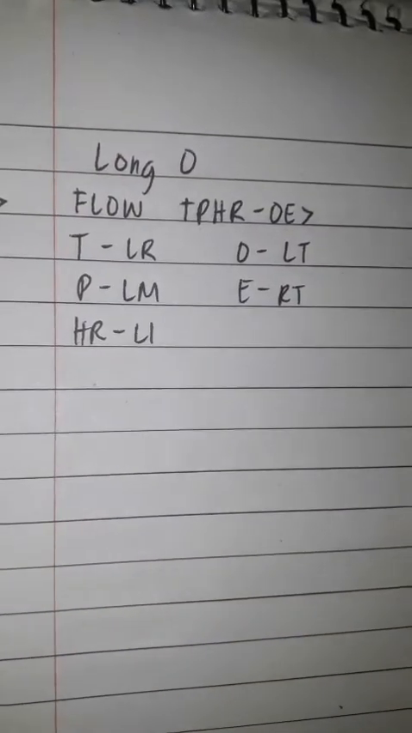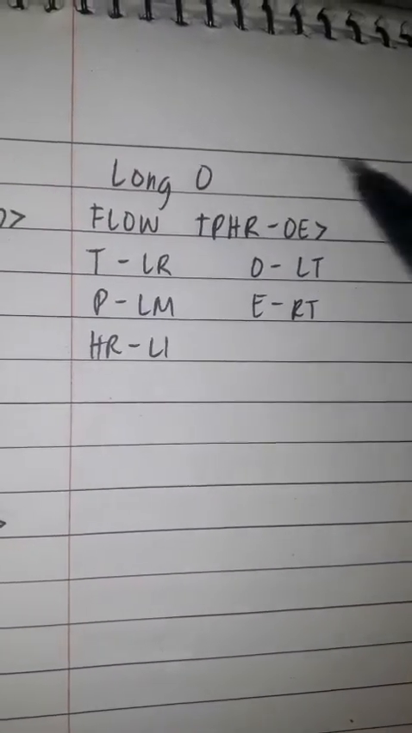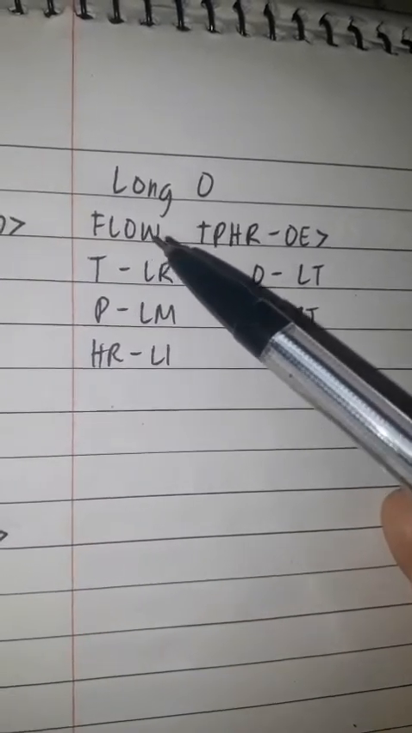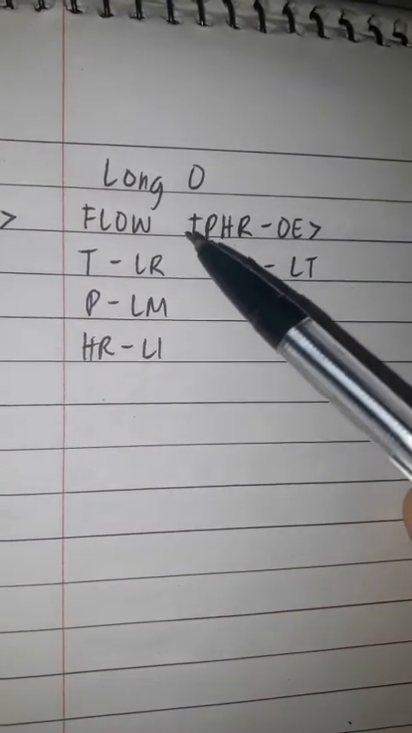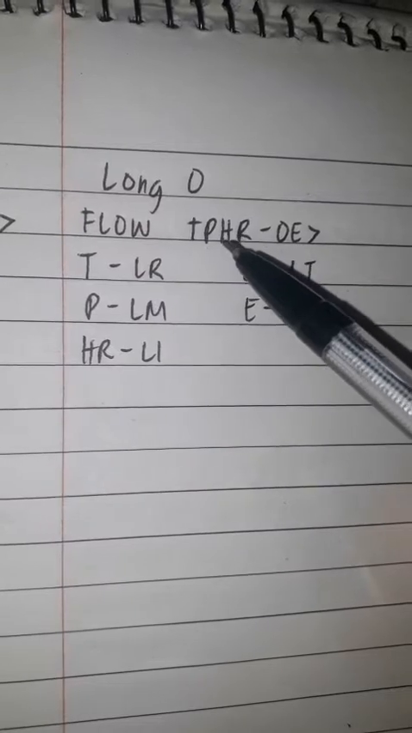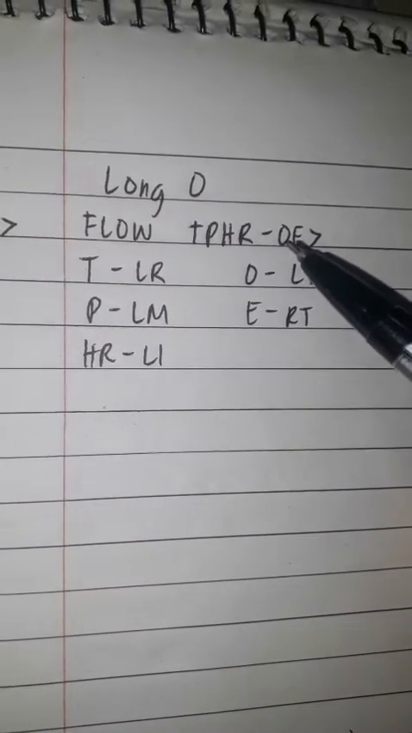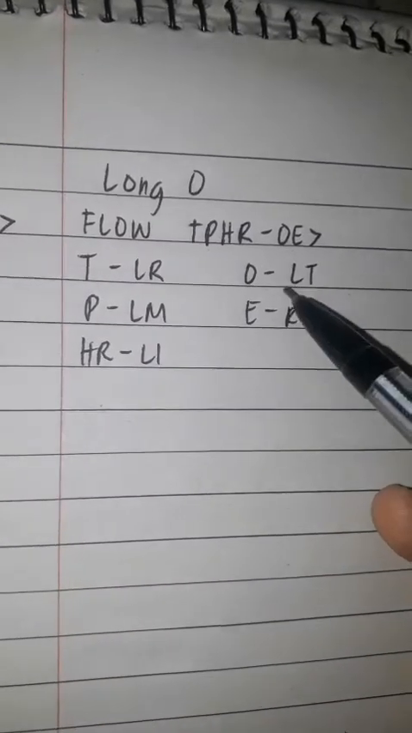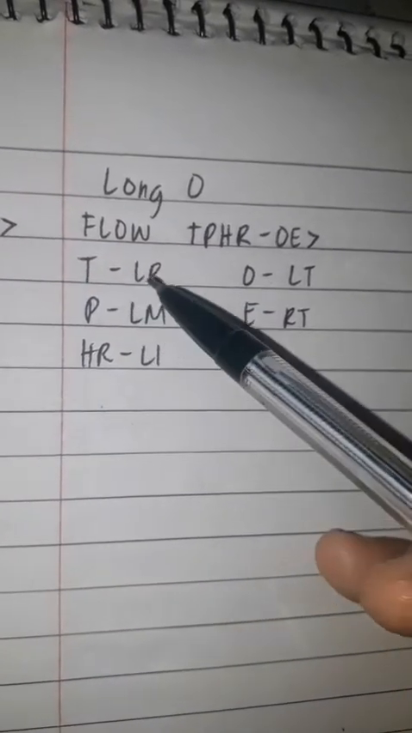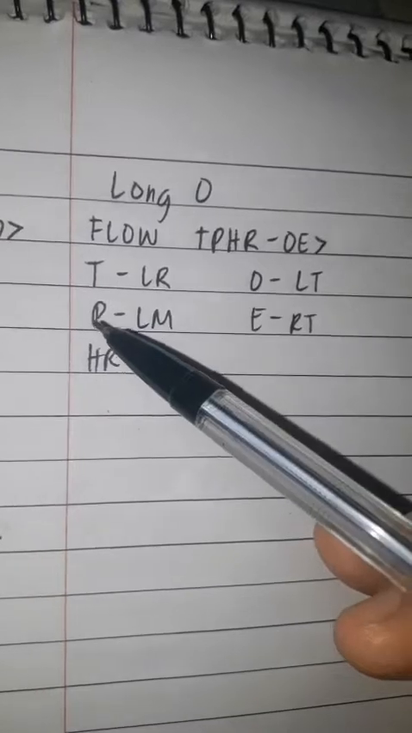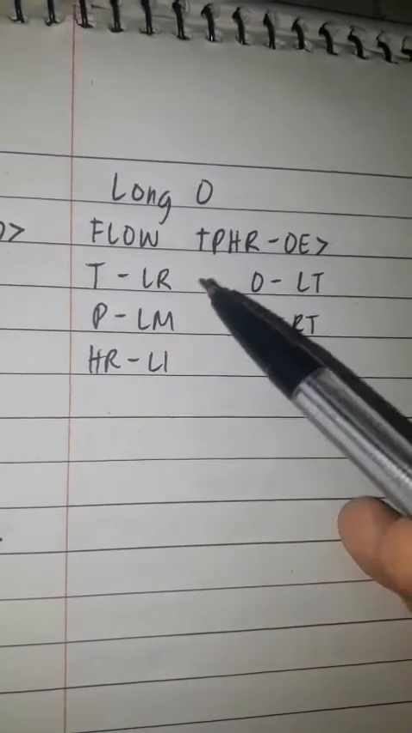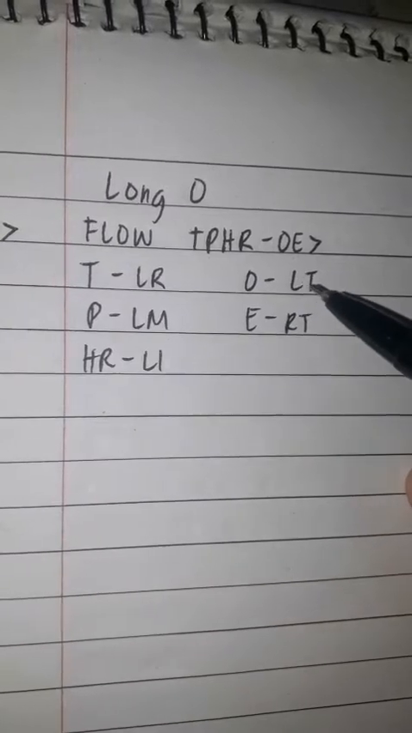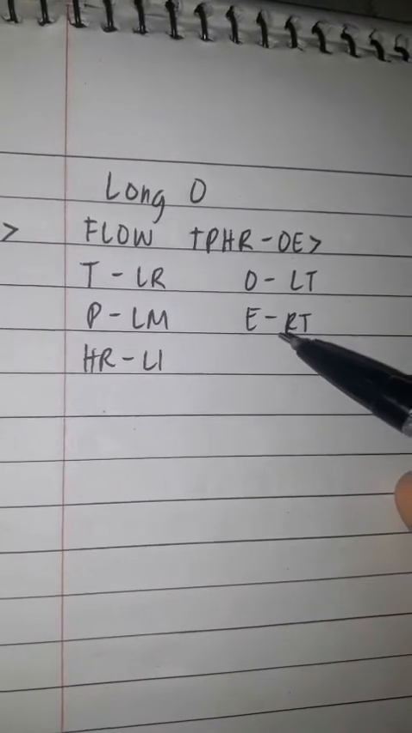So last one, we have the long vowel O. So for example, flow, we have initial letters TP, HR, and vowel letters OE, then release. So the assigned fingers, we have T for left ring, P for left middle, HR for left index, O for left thumb, and E for right thumb.